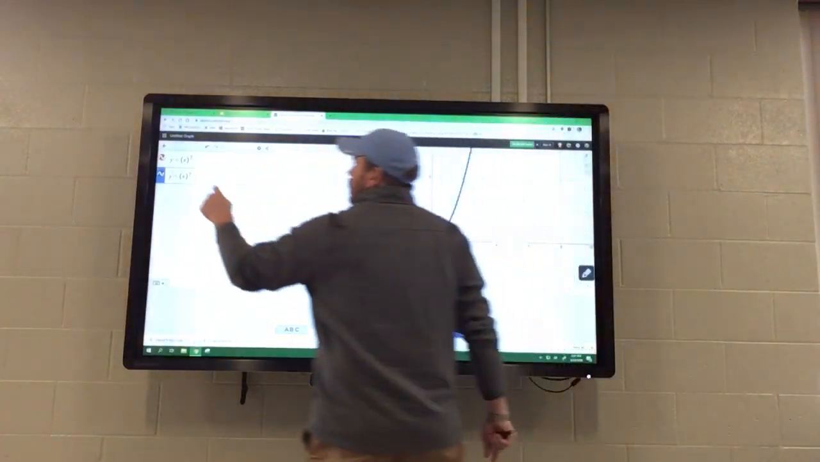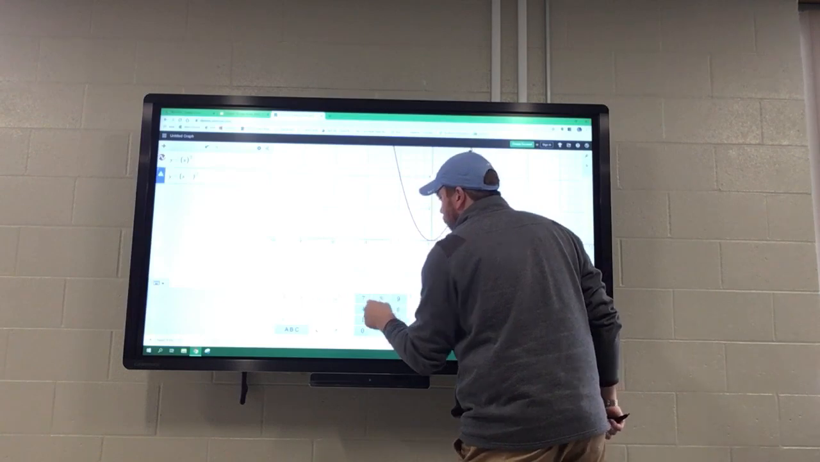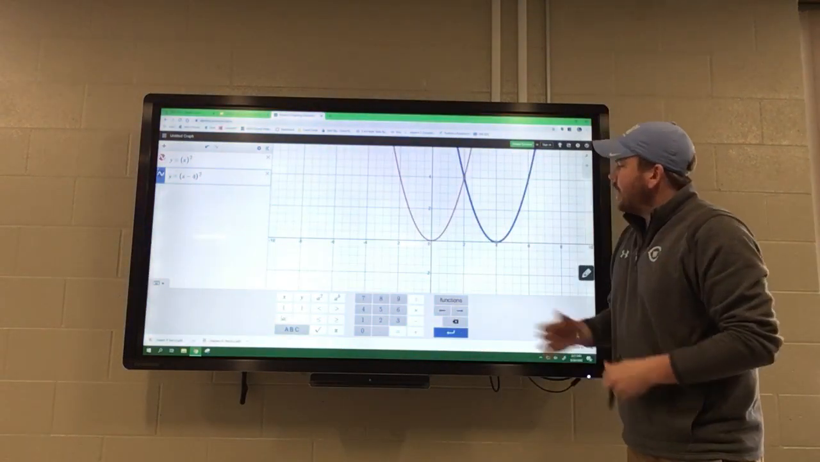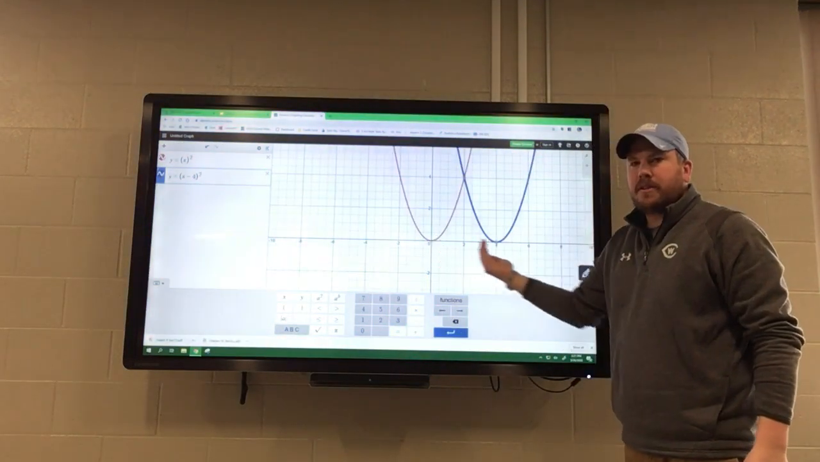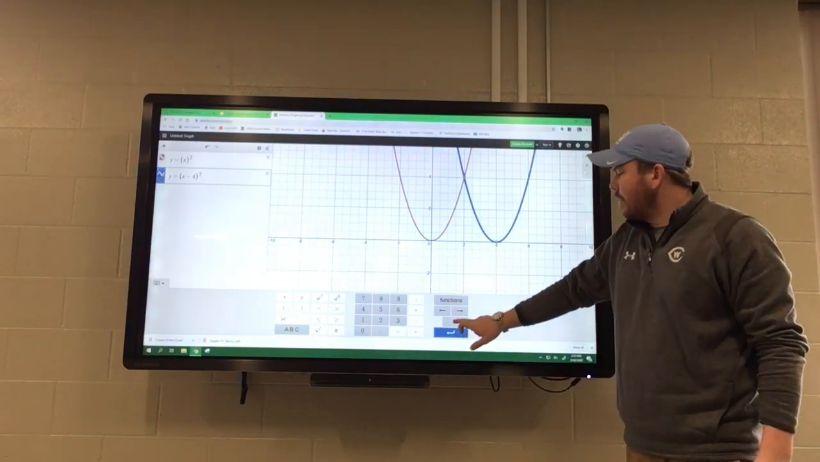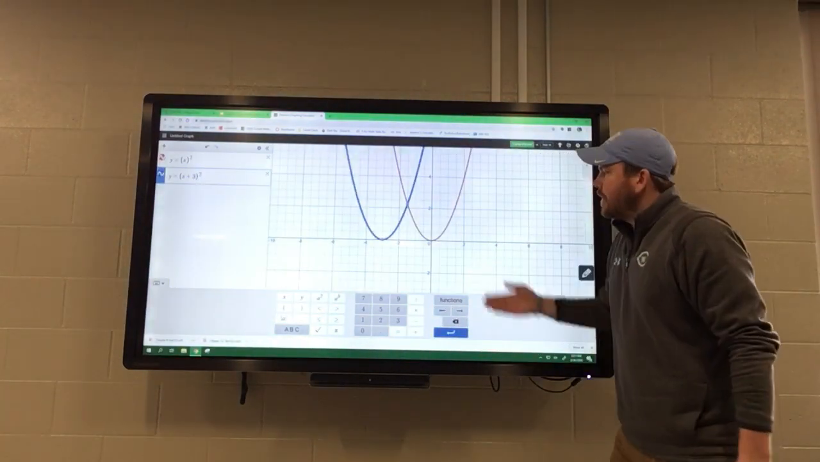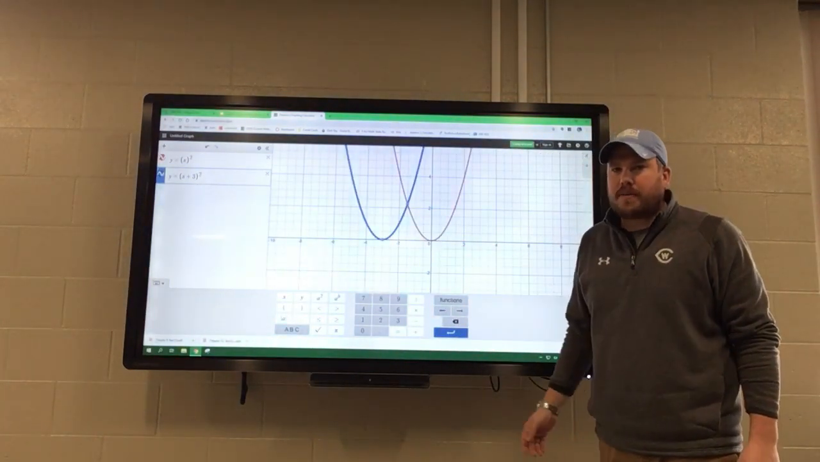Okay? So let's say I do x minus some number. Let's say x minus 4. As you can see, that moved my function 4 units to the right. What if I add some number in there? So plus 3. As you can see, that moves my function to the left.